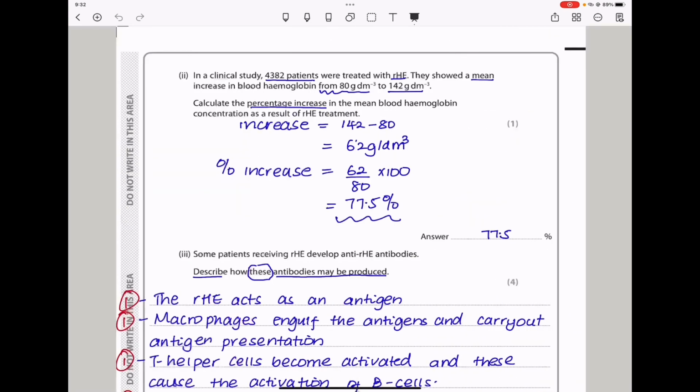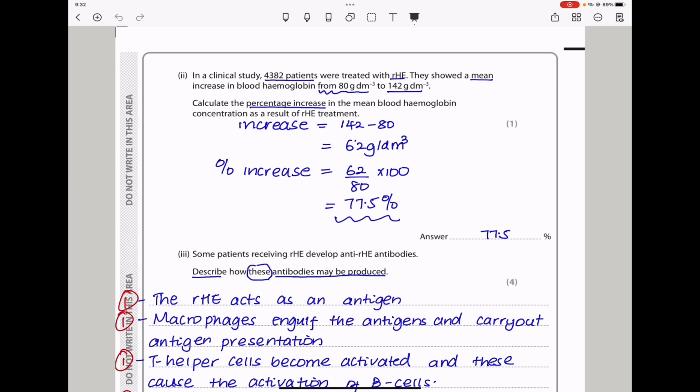Moving on. In a clinical study, 4,382 patients were treated with RHE. They showed a mean increase in blood hemoglobin from 80 gram per decimeter cubed to 142 gram per decimeter cubed. They wanted to calculate the percentage increase in the mean blood hemoglobin concentration as a result of RHE treatment. So the increase is going to be 142 minus 80, and this gives us 62 gram per decimeter cubed. So the percentage increase should be that divided by the original, which was 80, times 100, so we get 77.5%.